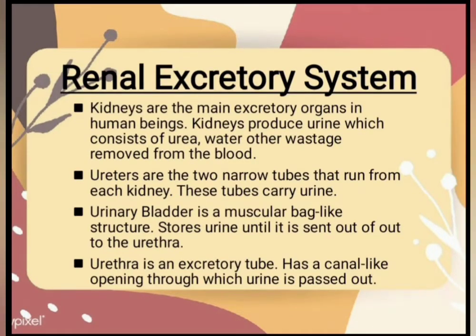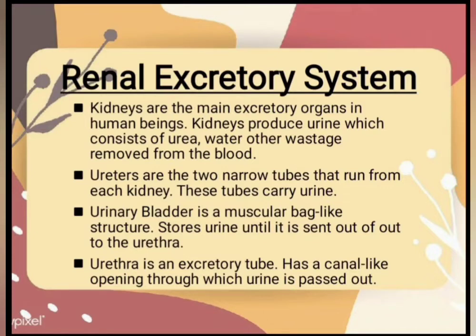Now, let us see what does the renal excretory system of human beings consist of. So the renal excretory system of human beings consists of a pair of kidneys, ureters, urinary bladder and urethra. Now let us know about them in detail. So the first one, kidneys. Kidneys are the main excretory organs in human beings.